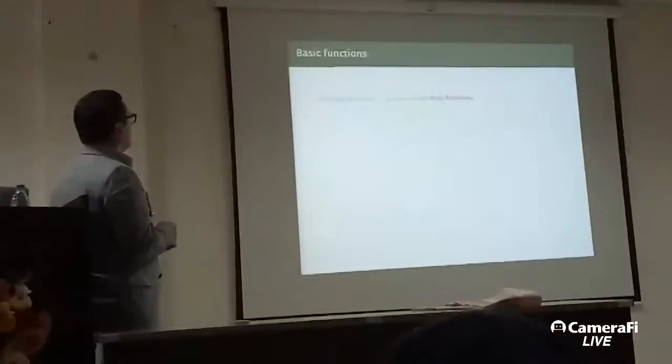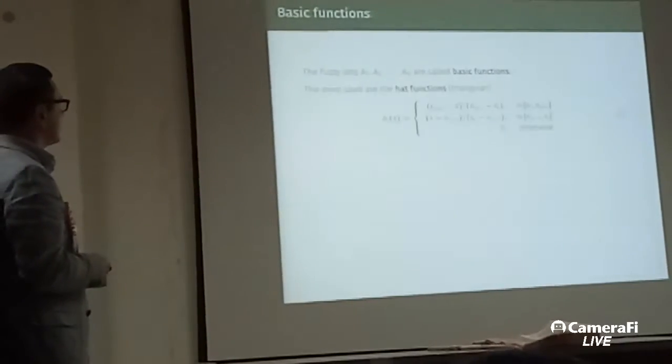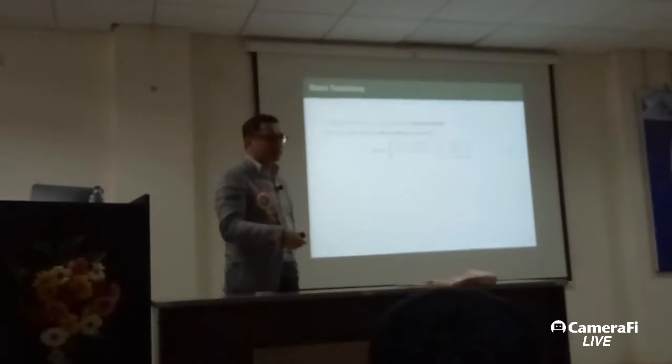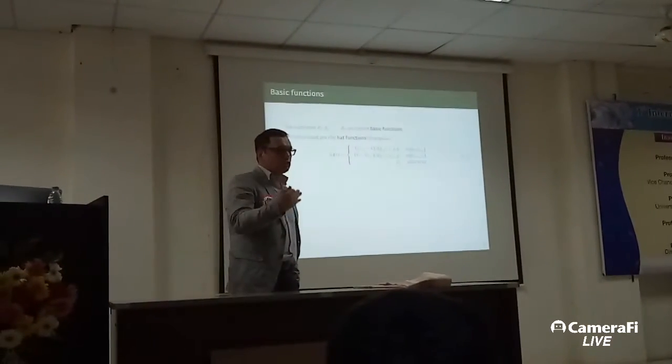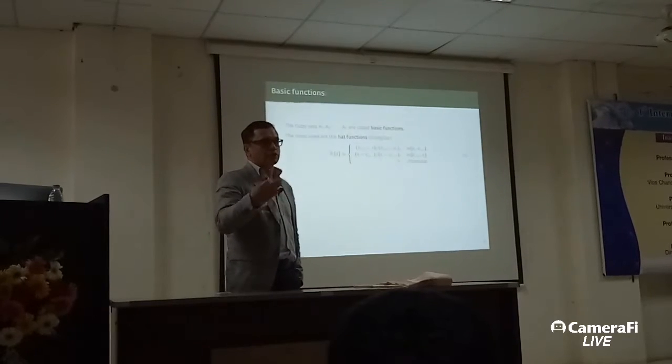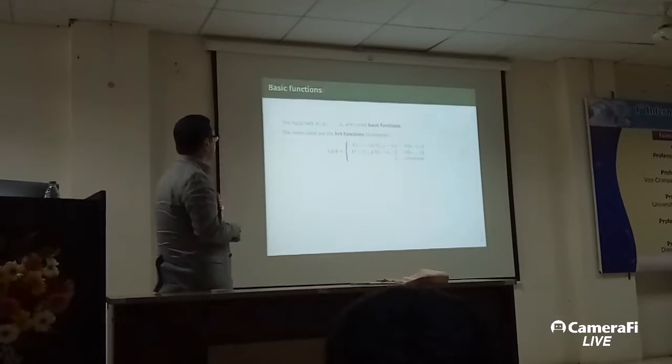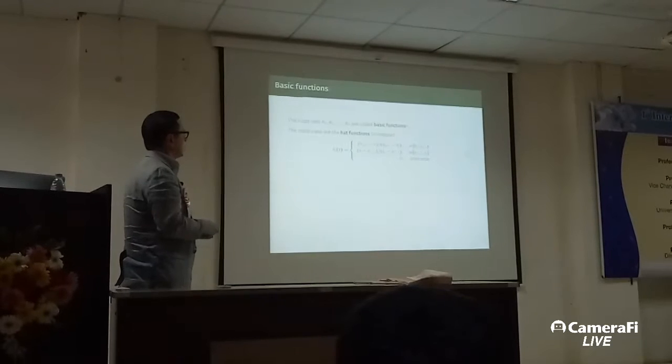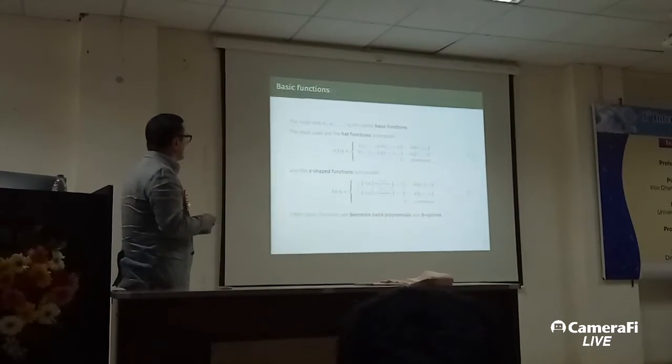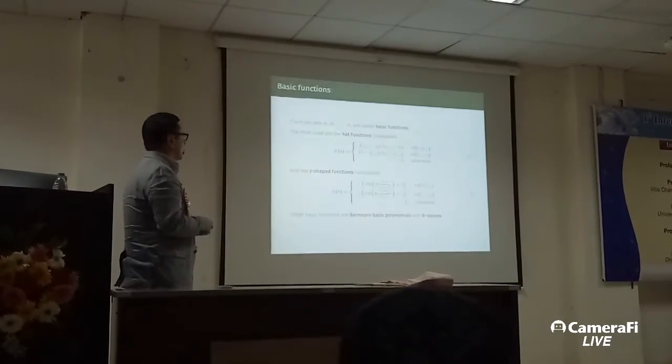So, the functions A1, A2, An are called basic functions, and there are some noticeable examples. For example, maybe the most used one is made of triangular shapes. So this is what we call triangular functions, and here you can see the equations. But it is also common to have Z-shaped functions.